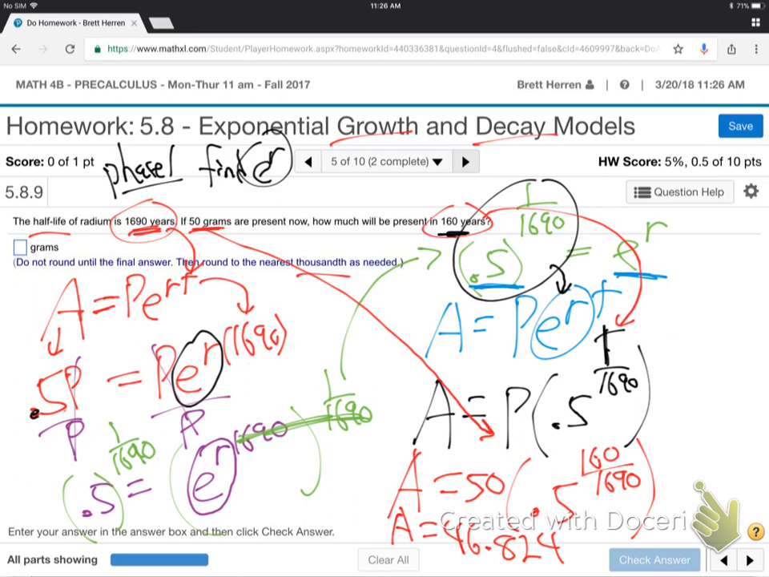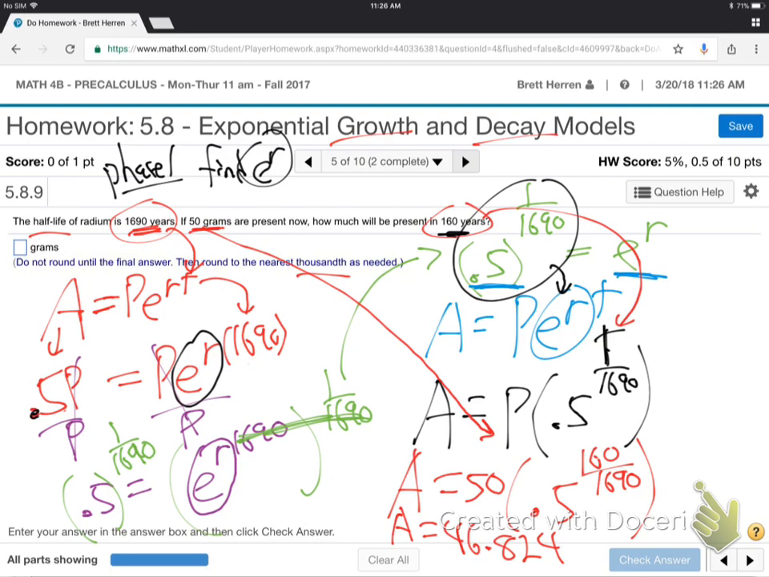Right, so the R is negative. Yeah, we never got R alone, so we never saw that. We just got e to the r, we never got r alone, but it would be negative. Is that good? Questions on that?